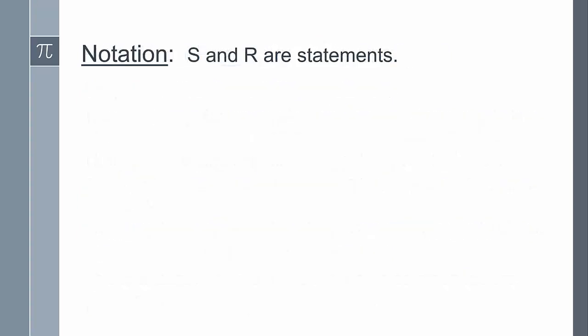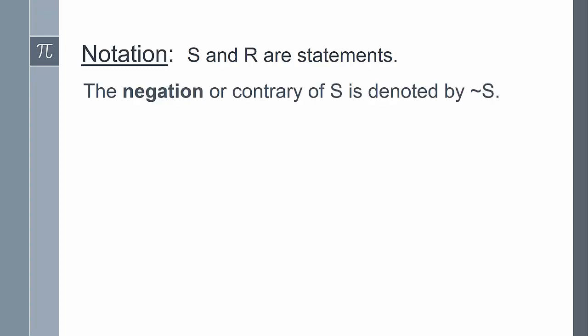Now let's talk about some notation. We're going to, again, let capital letters stand for statements. So let's let S and R be statements. We'll need to talk about the negation of statements. So the negation, or contrary, of S is denoted by a tilde in front of the S. This squiggly line in front of the S is a tilde. That means the negation of S. Oftentimes it's read "not S."